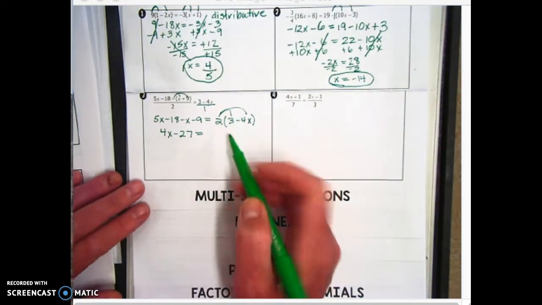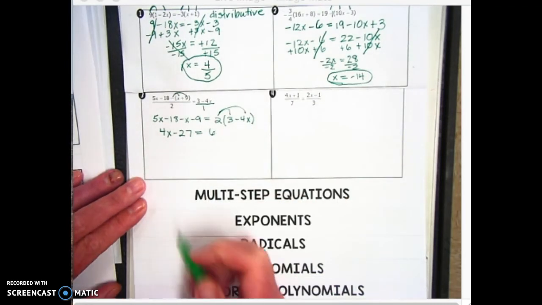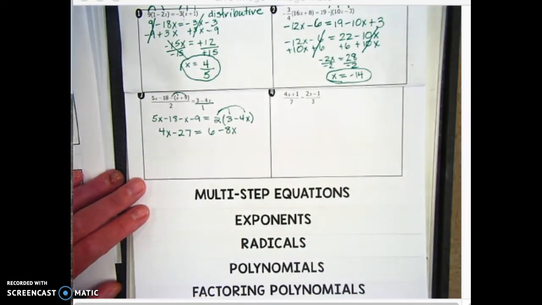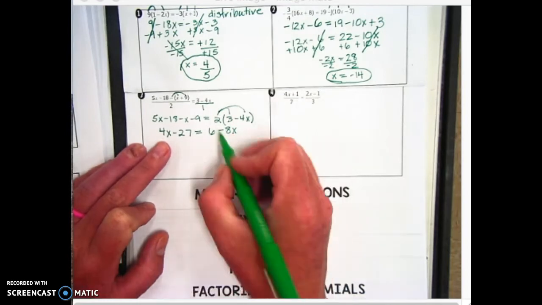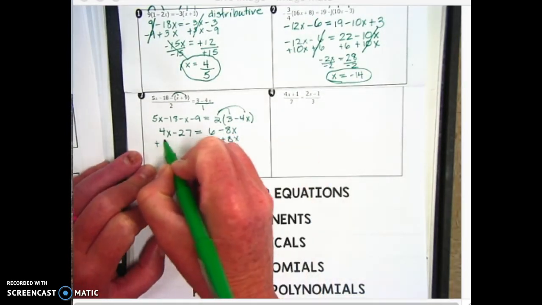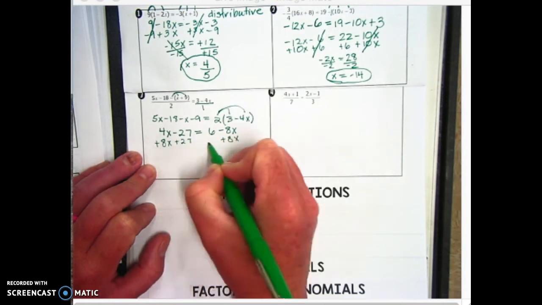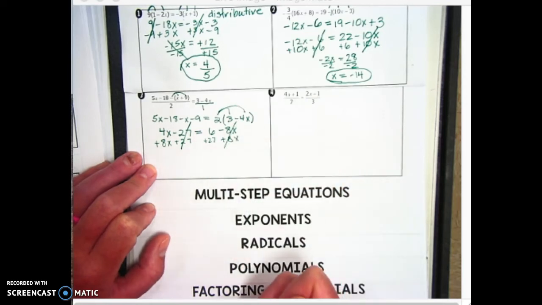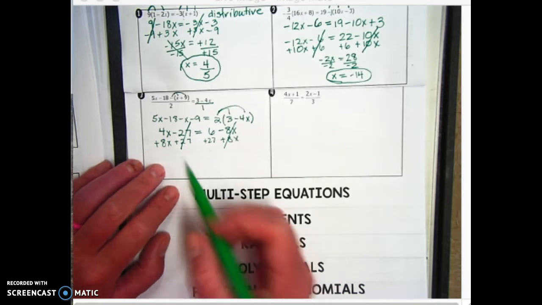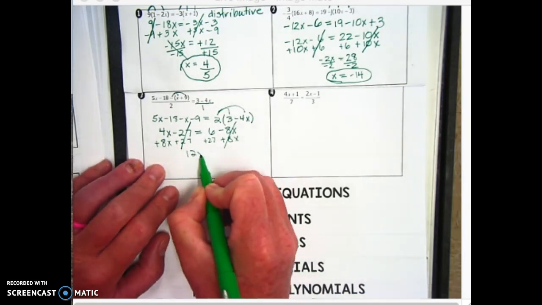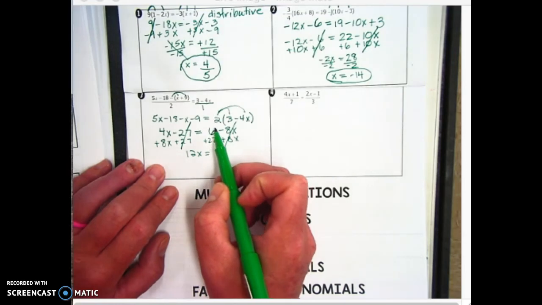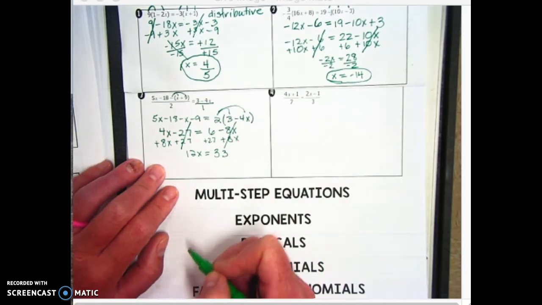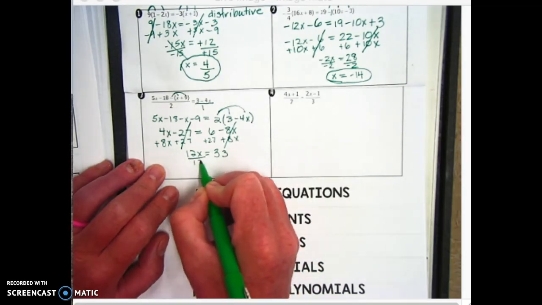On the right, I've got 2 times 3, which is 6. 2 times negative 4x, which is negative 8x. And now we just want to get the variable on one side or the other. So I'm going to add 8x to both sides. Same step, I'm going to add 27. These are opposites, they cancel. These are opposites, they cancel. And then I just combine the like terms of what I have left. So 4x and 8x is 12x. 6 and 27, was that 33? And then the x is being multiplied by 12, so divide by 12.